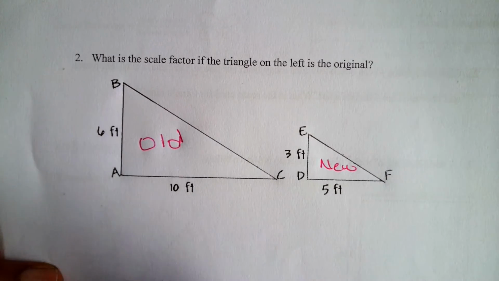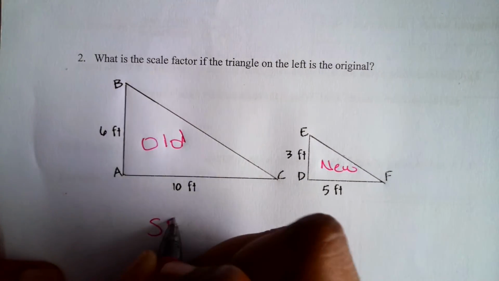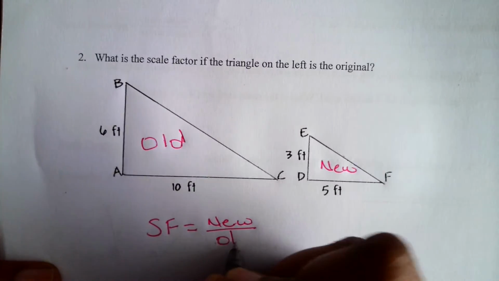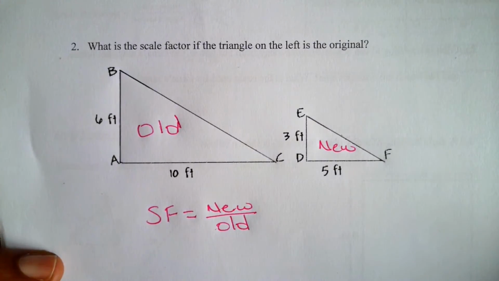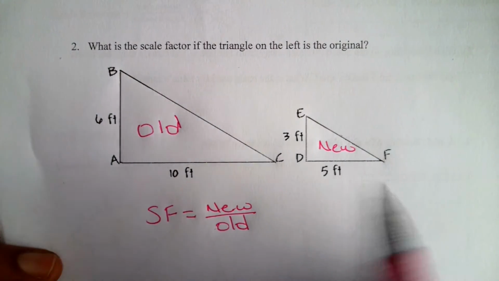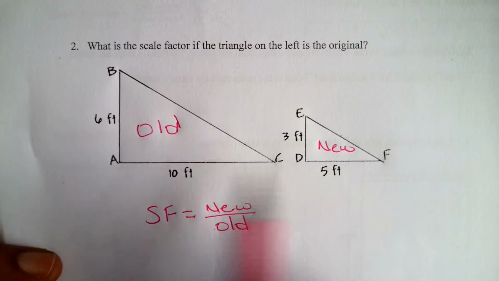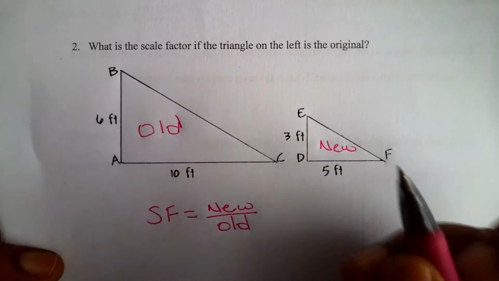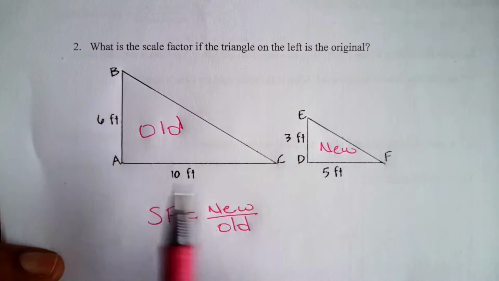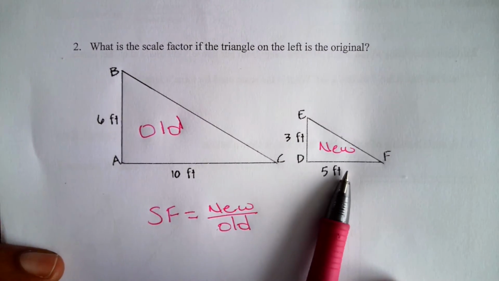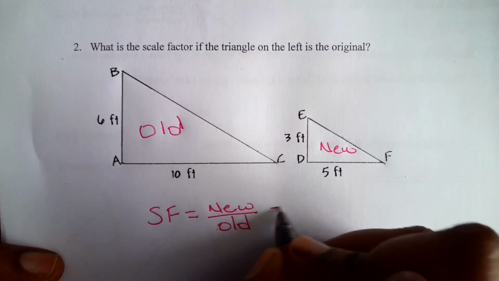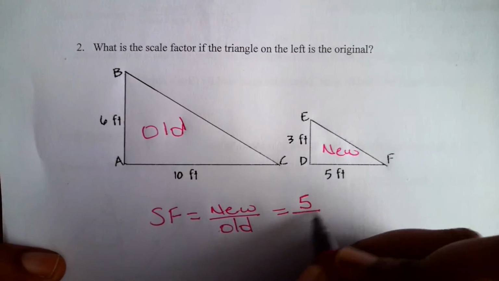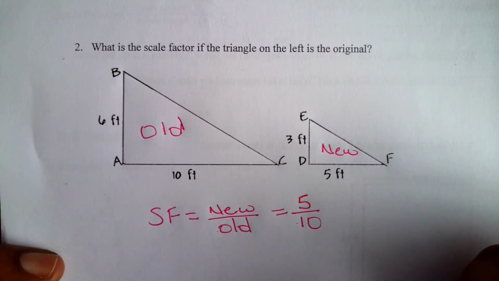We said that to find scale factor, SF is equal to the new over the old. So we are using new over old. We just need to take corresponding sides from the new and the old based on the information that we have in order to find the scale factor. Say we are using these two numbers here, because these two sides correspond, 5 feet and 10 feet. So new, 5, goes in the numerator, and 10, the old, goes in the denominator.